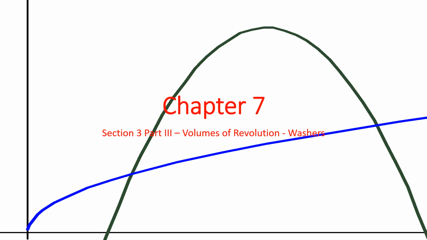This is where we're still going to be looking at the volumes of revolution, but now there's going to be a gap between the axis of revolution and the actual volume we're looking for. So we're going to be looking at washers, and a washer is a circle with a circle taken out of the middle of it. So that's what we're going to be looking at today. So let's take a look.